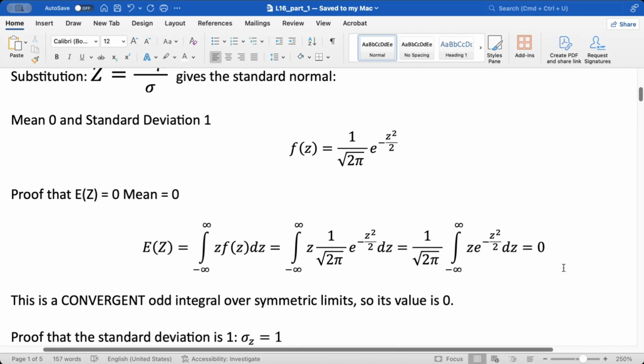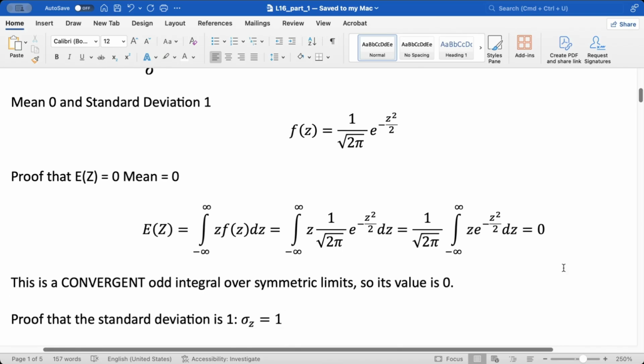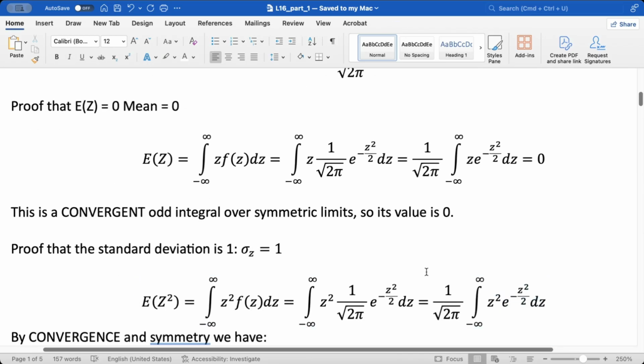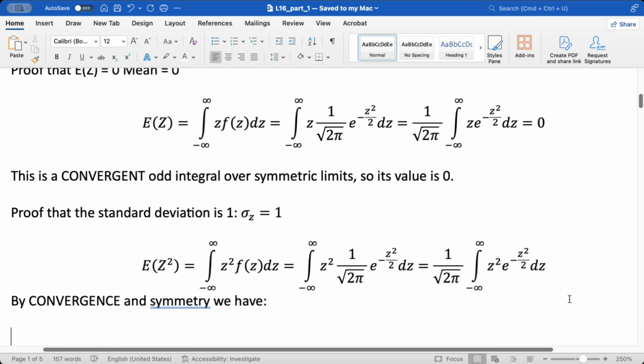Now, up next is to prove the standard deviation is 1. The standard deviation of this new variable z is 1. So first step we have to do is compute E of z squared, the expected value of z squared. So it's z squared times the density. So here, u substitution's not going to be very helpful because the powers are the same. So we're not going to get that derivative lining up here.